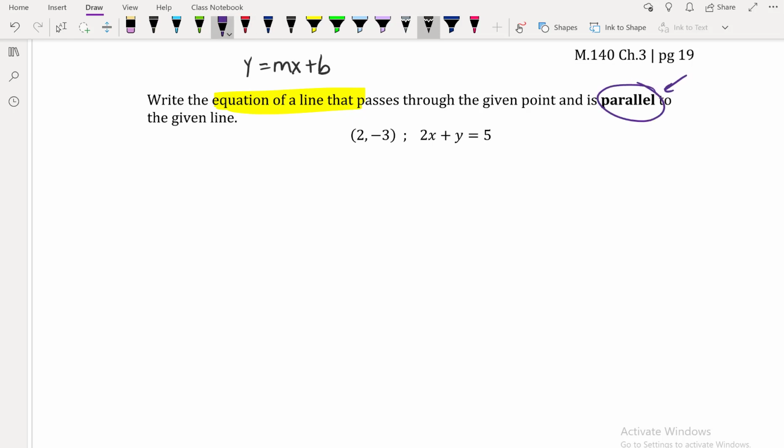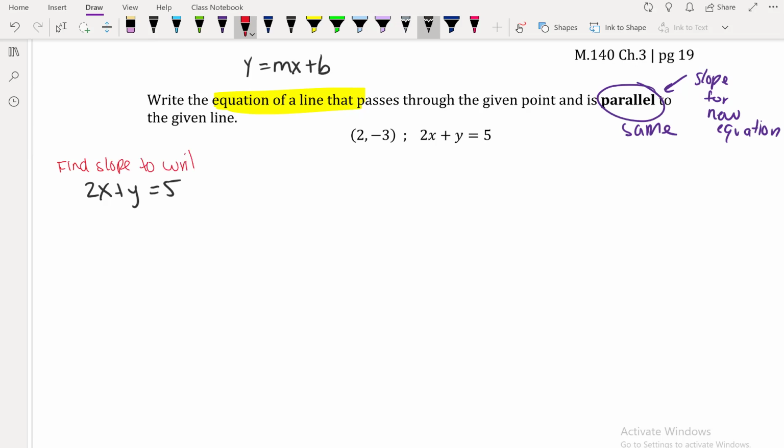Well, it can tell me the slope for the new equation. Because if it's parallel, it means to have the same slope. So I'm going to inspect the equation. So I have 2x plus y is equal to 5. What I'm trying to find is the slope to write the new equation.